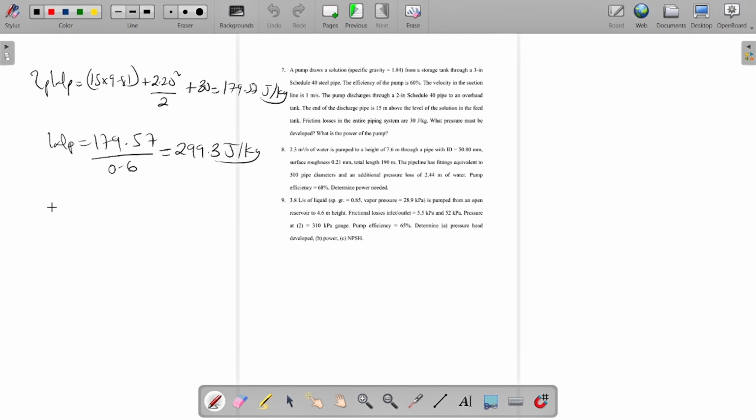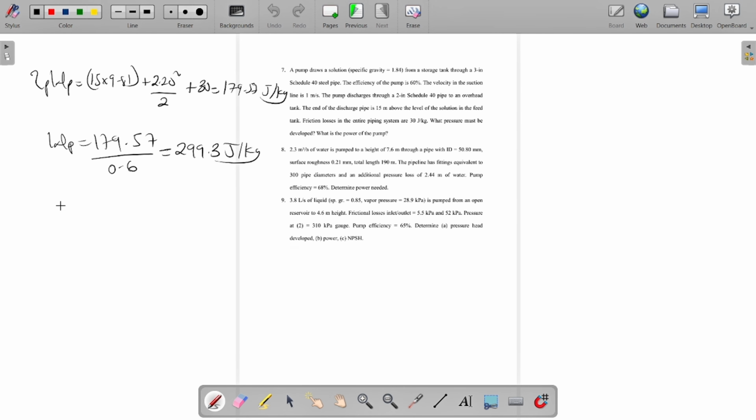Alright, that gives me WP. So I have WP being equal to 299.3 joule per kilogram. So that's for the total work by the pump.